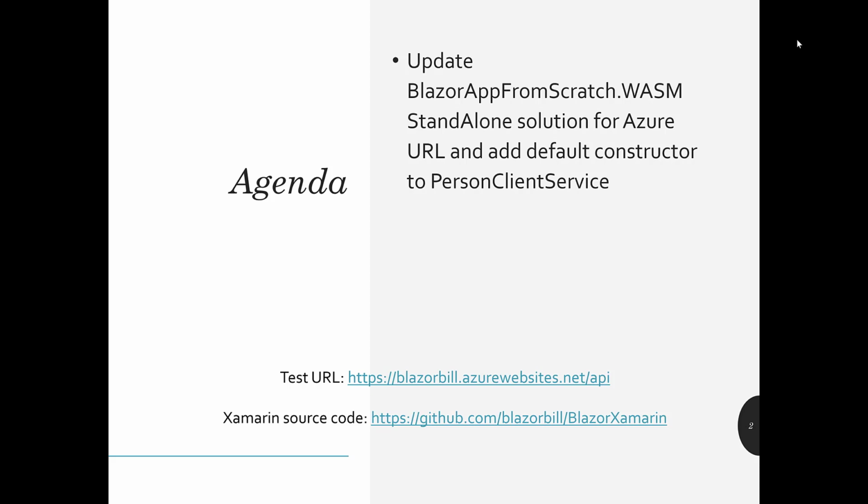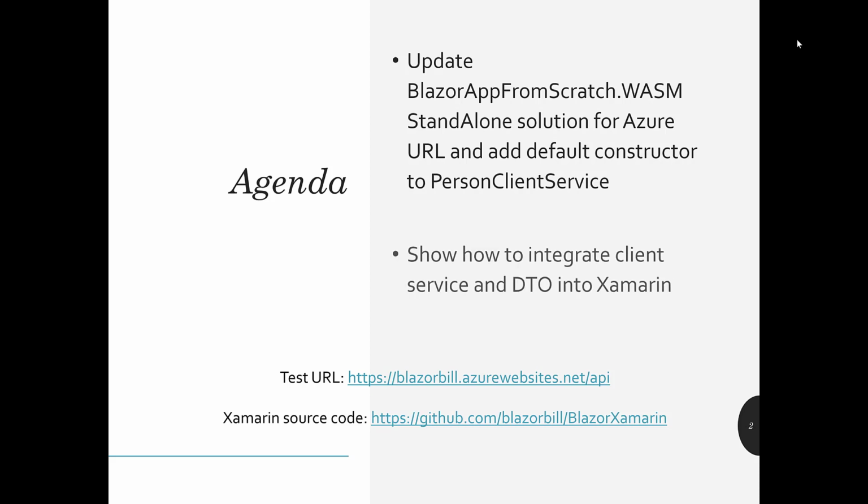Sometimes when you're developing mobile applications, especially using Xamarin, using localhost is a little wonky, so I set up a test URL out there that we can use to test the mobile application, and I have the URL down below here, and I'll put it in the description of the video, so feel free to use that. And the second thing we need to do is when you add a library to Xamarin, sometimes it looks for a default constructor, so we'll just add one of those into the person client service.